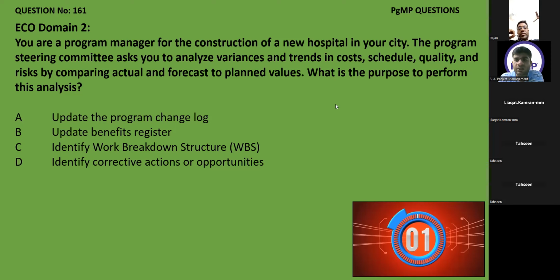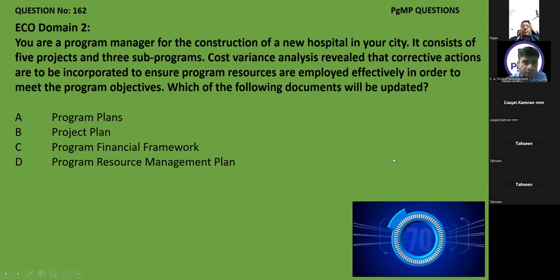So it's a very good understanding of the question. And here the keyword is that we have to do some analysis by comparing actual and forecast to planned values. It means we are going to see what opportunities and what threats we have, whatever we need to improve, if we are ahead or behind our targets. So here the correct answer is D, which is identify corrective actions or opportunities. Good. So all gave the correct answer. Next question, 162.